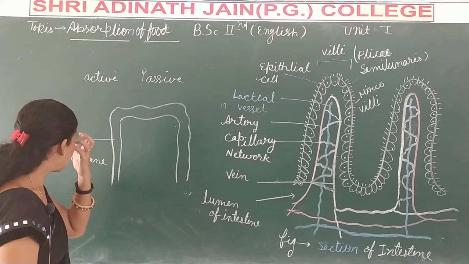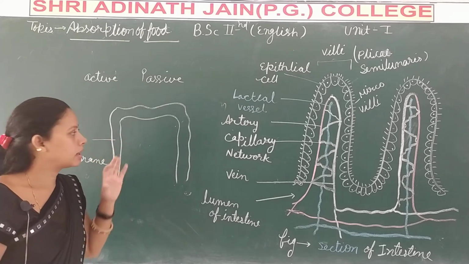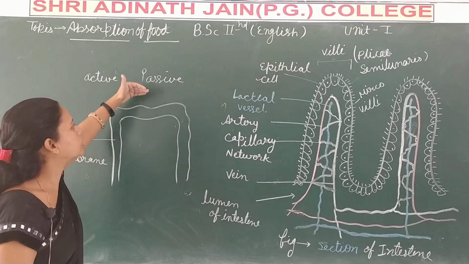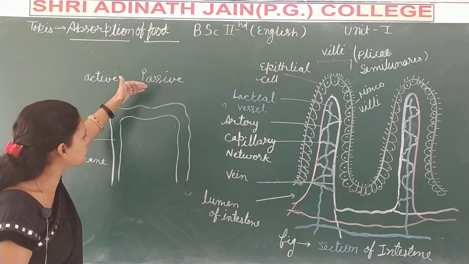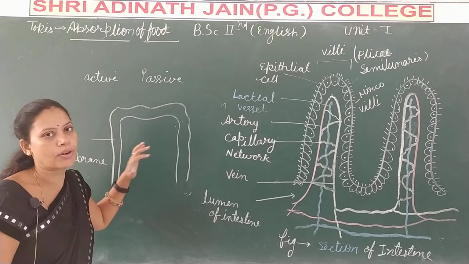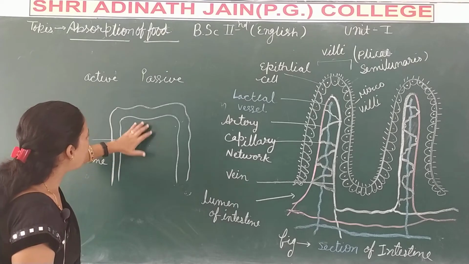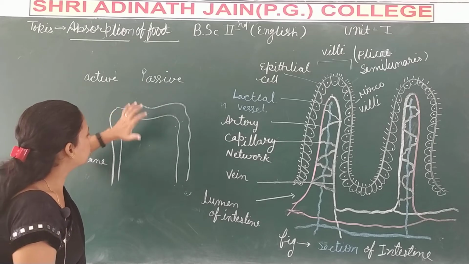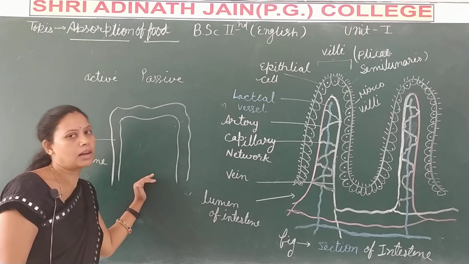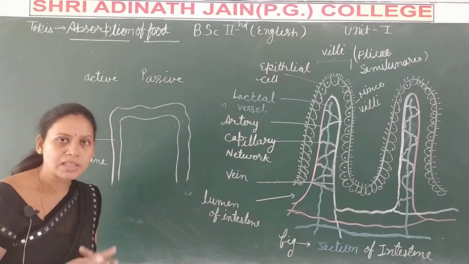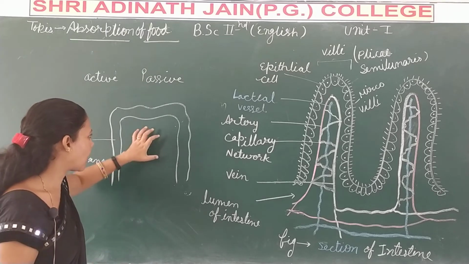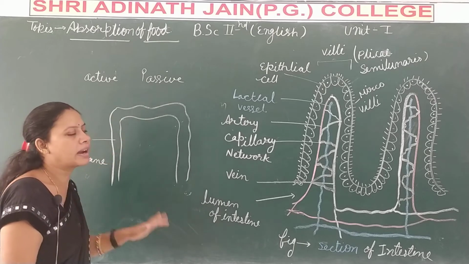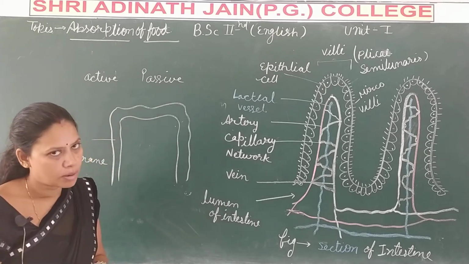Okay, so for those materials, two mediums are there. One medium is outside of the cell membrane and the second medium is the inner side of the cell membrane. Outside of the cell membrane the intestinal fluid is there, and inside of the cell the cytoplasmic fluid is there. Outside is a liquid medium, and inside is also a liquid medium.